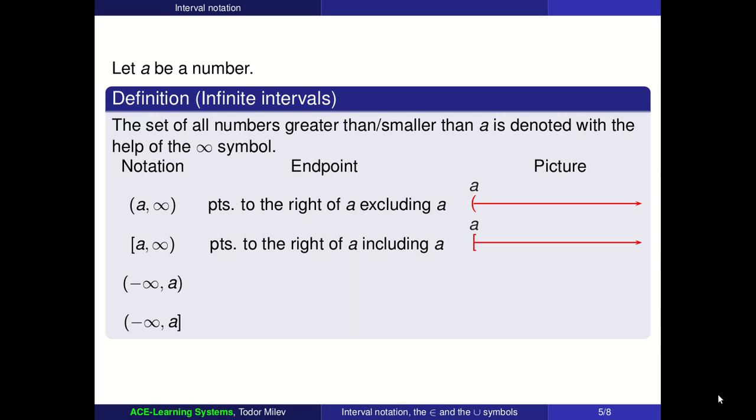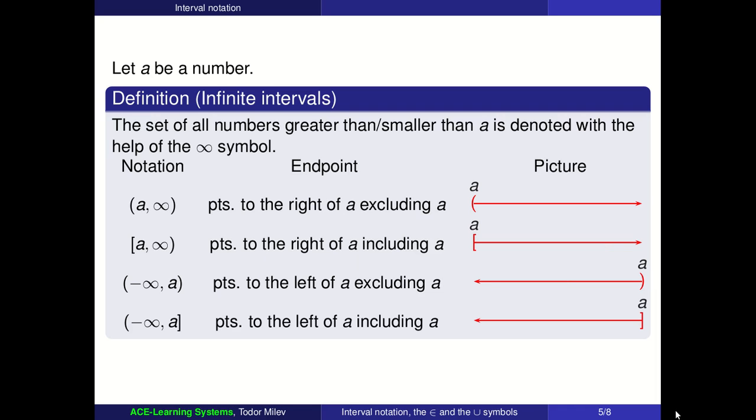Likewise, if we want to denote all points to the left of a, we use the negative infinity symbol. So the interval between negative infinity and a is depicted like this. Since we're excluding the point a, we use an open parenthesis, and then we draw an arrow towards negative infinity to indicate the fact that we're including all points to the left of the point a. Finally, if we want to denote the interval between negative infinity and a, including the number a, we use a square bracket.